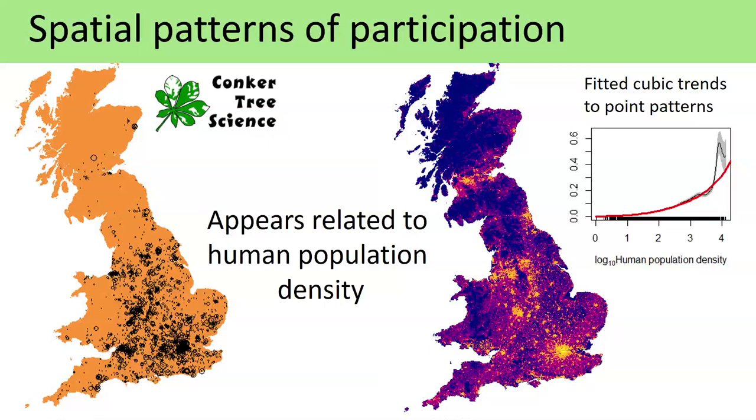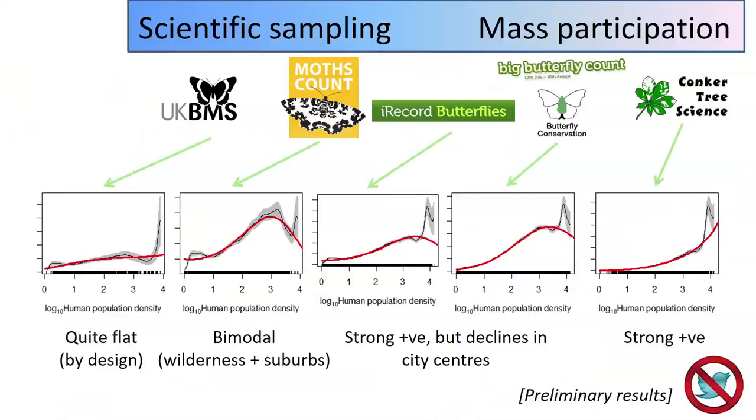And so I went through and I statistically modelled that. So looking at the Conquer Tree Science levels of participation, if you look at the red line, you can see that it's positively related. So basically, the more people there are living in a 1 kilometre square, the more records you will get with this project on average, which makes a lot of sense for a mass participation project. Once again, you can compare this across the different projects.